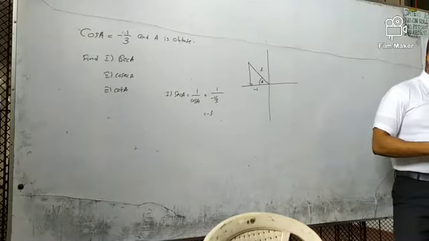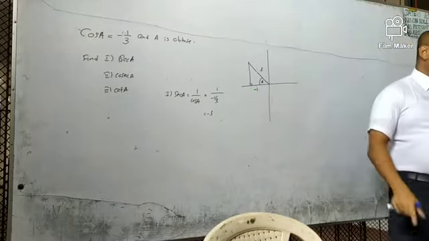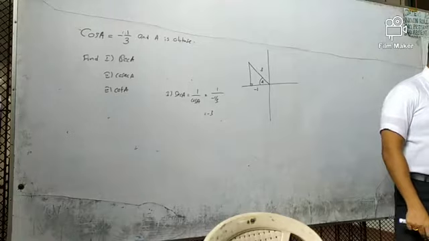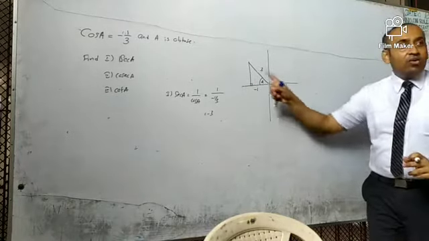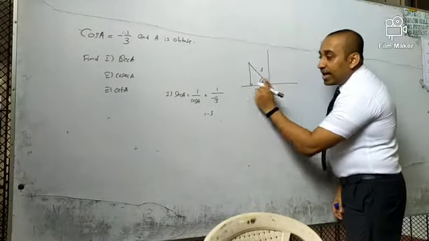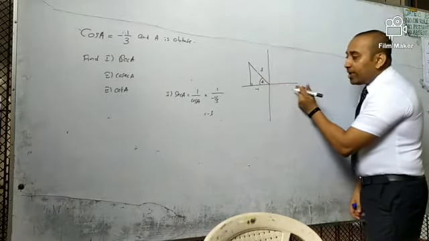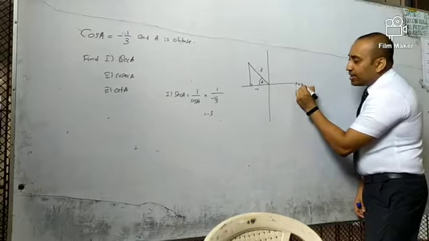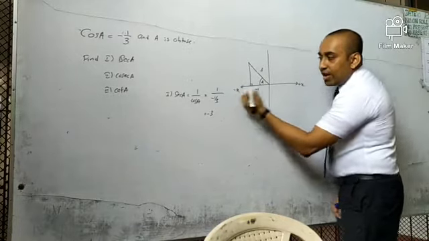No. It should be measured with the x-axis. This is not the condition. That is coming under argument of complex number. It is not like that. Here you have to mark the angle over here. With that, you can see this is positive x-axis. And what is this? This is negative x-axis.